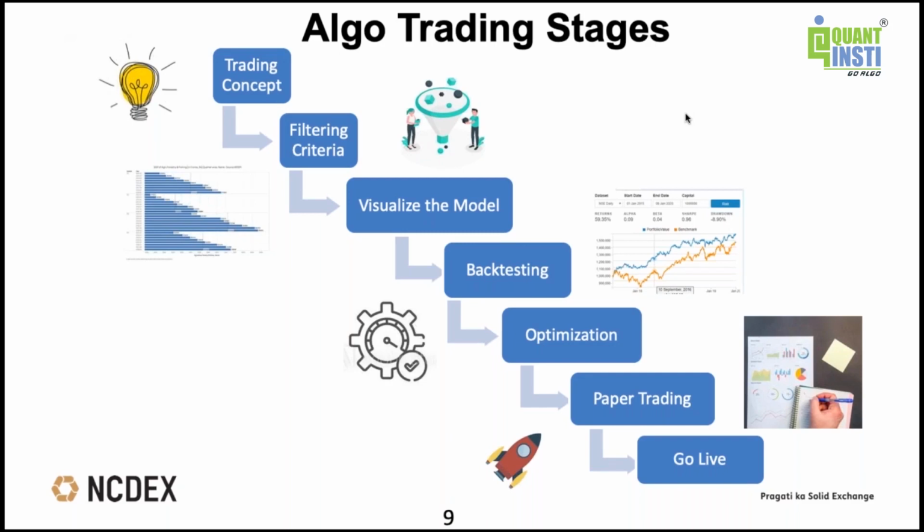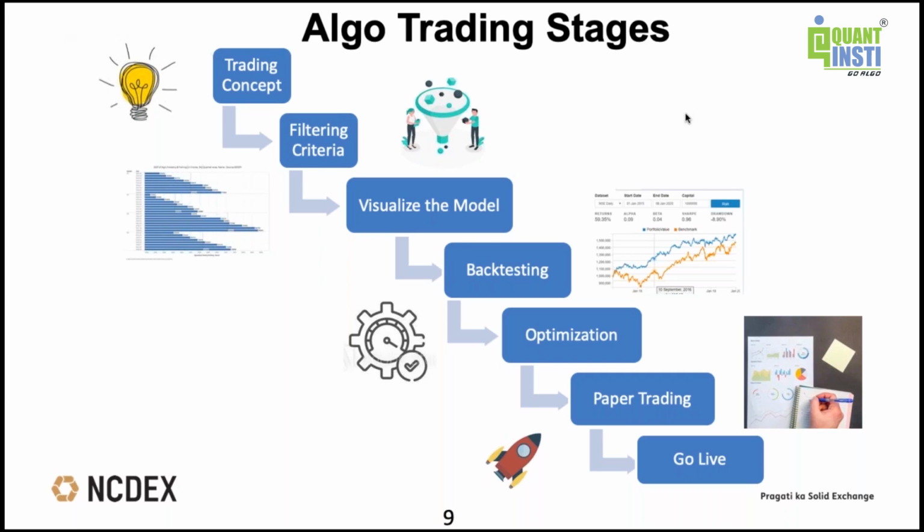There are multiple stages, and most of them are iterative in nature. This means if we complete one stage and go to another one, it is possible that we may have to go back to the previous stage. The first one is to identify the trading idea or trading concept. Once we identify it, we need to filter out the scripts or instruments on which we need to apply that trading idea.